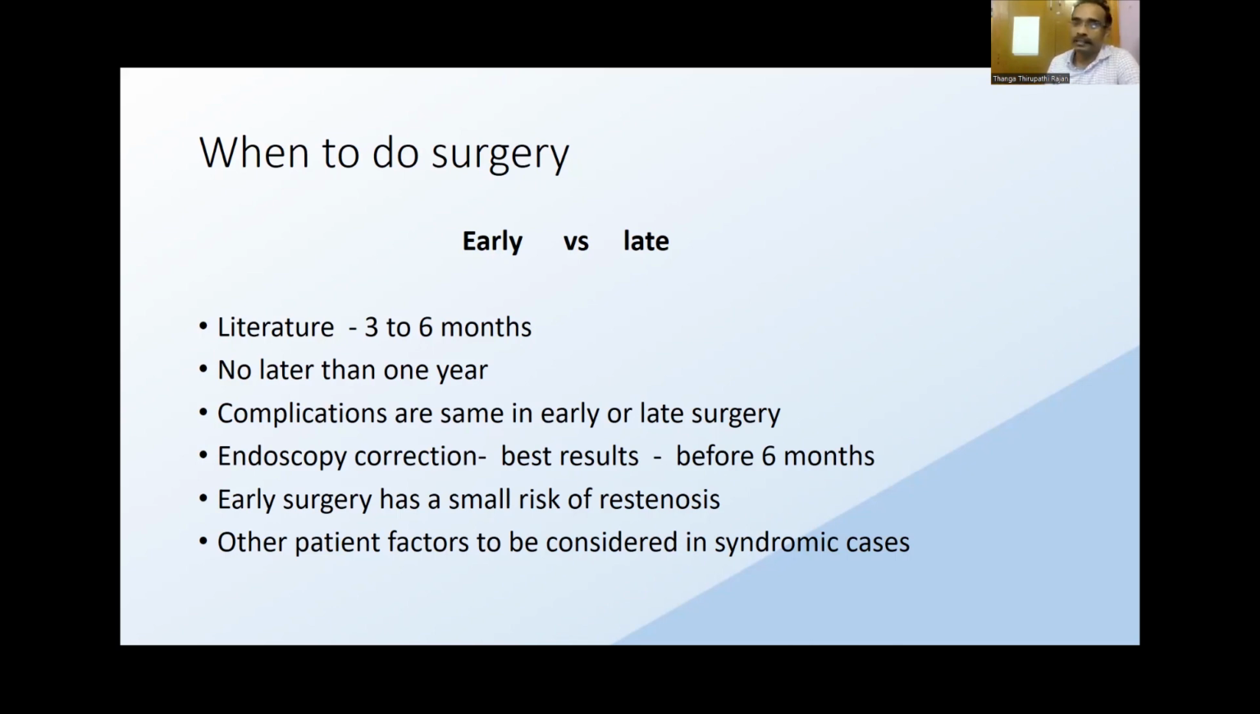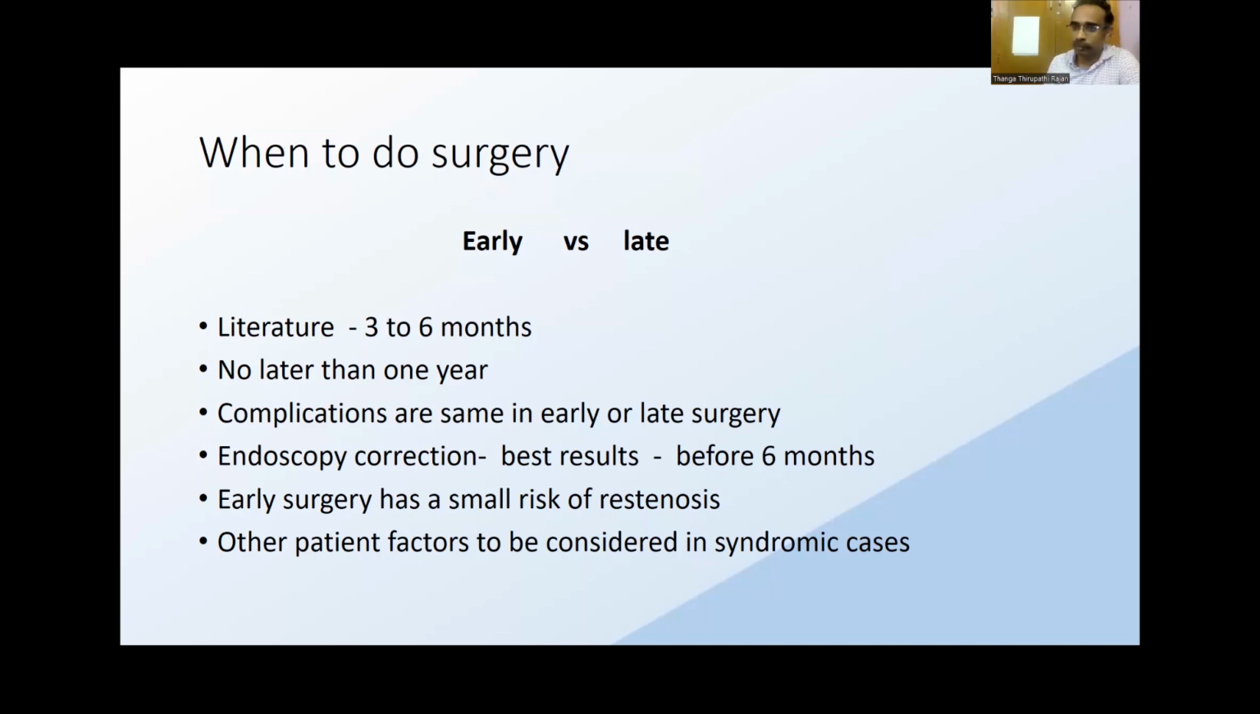No later than 1 year, because by the time the damage is done, because the brain triples its volume in the first year. After that, the growth slows down. So basically, you have to give the maximum space to the brain in the first year, because that's the time when it triples in volume. And a lot of people say early surgery has more complications, no. Complications are the same in early and late surgery. Late surgery is more difficult to correct, takes longer, needs bigger osteotomies, and the correction is not optimal.